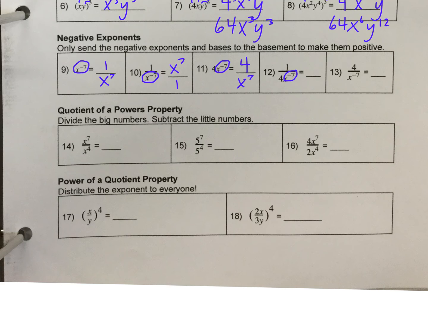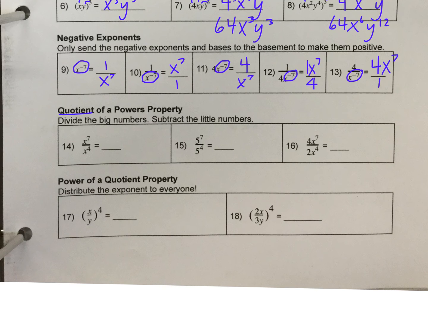Here, the 4 is already in the basement. He can't get out, but the x can get out to become a positive 7, or you could have a 1 in front of it. Here, the 4 stays on top. The x to the 7 joins them. You can put a 1 under it if you want. You don't have to.